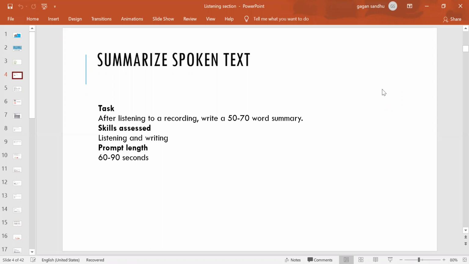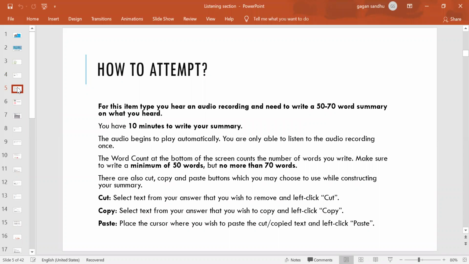Okay, so after listening to a recording, you have to write a summary, 50 to 70 words, right? Your skills are going to be assessed on listening and writing. The prompt length will be 60 to 90 seconds, right? So this is the time the audio will be played, and your two skills are getting credit here. Listening, of course, this is a listening item type, and besides listening, the writing itself, right? Because you are writing your response for this question, that's how your writing skills are getting marked. So you have 10 minutes to write the summary.